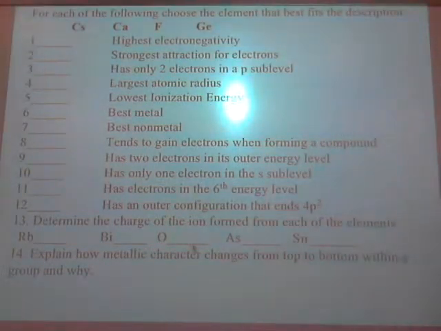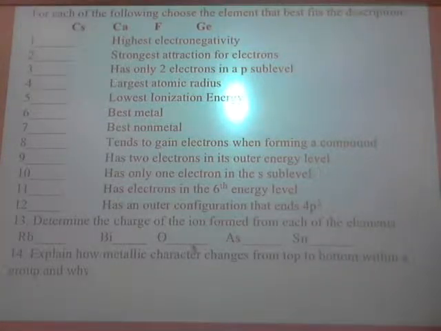Okay? Let me read that question, and then I'm going to read you a bad answer. Now, I want you to pay attention to both. The question says, explain how metallic character changes from top to bottom within a group, and why. Now, a question like that could be answered like this. I've seen an answer like this 100 times, and always people are surprised they're losing points on it.